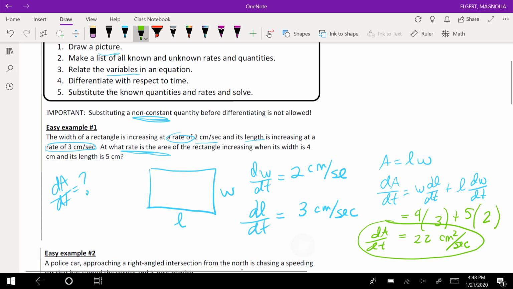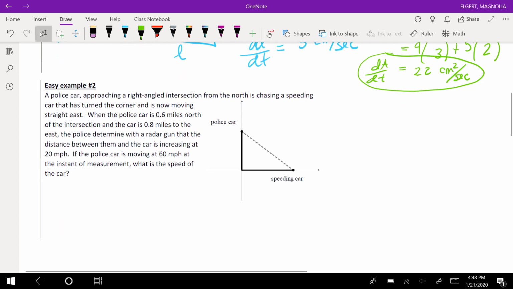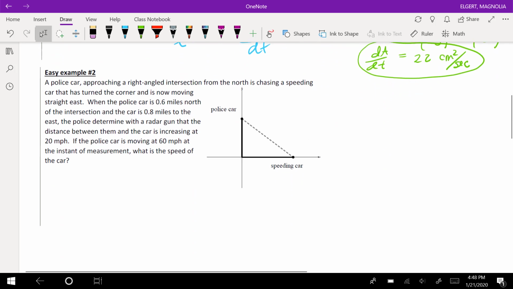All right, so let's look at another one here. This one says easy example. This one's actually a little bit harder, but we've done ones like this. Just think of your walking problem that we did that first day. So it says a police car approaching a right-angled intersection from the north, so here's your police car, is chasing a speeding car that has turned the corner and is now moving east. So my speeding car is moving east. My police car is approaching this corner, so it's moving south.